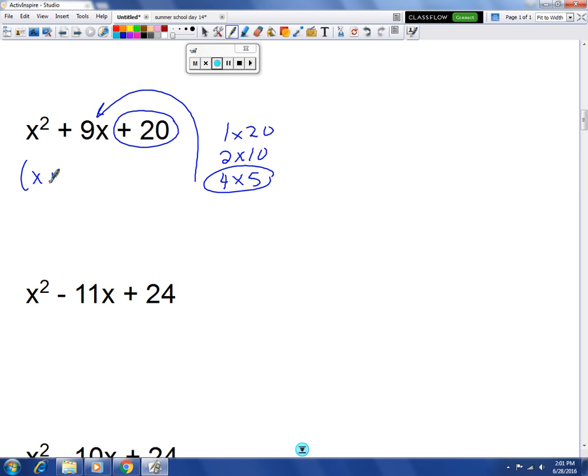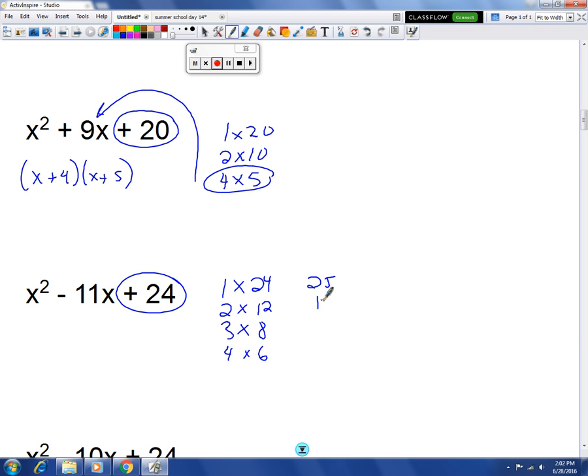So x plus 4, x plus 5. Okay, all right, a 24. You wouldn't have to write them down, but you might need to. You can judge that for yourself. 3 times 8 is 24. 4 times 6. Okay, when we add, that's a 25.